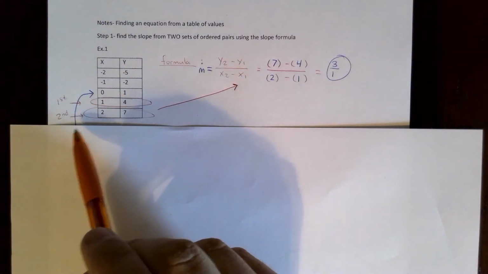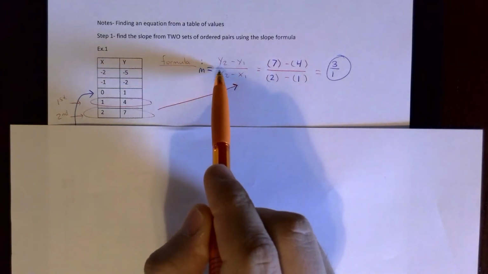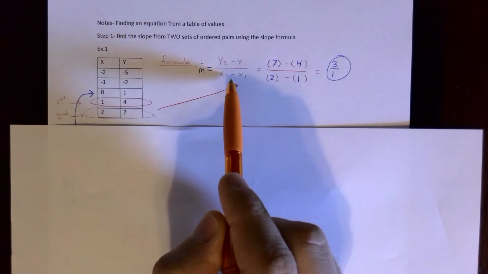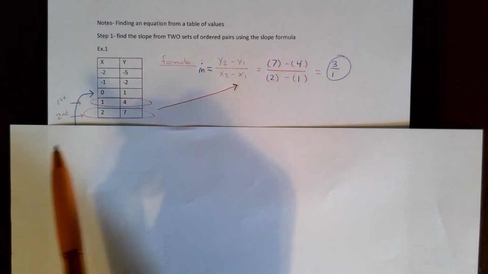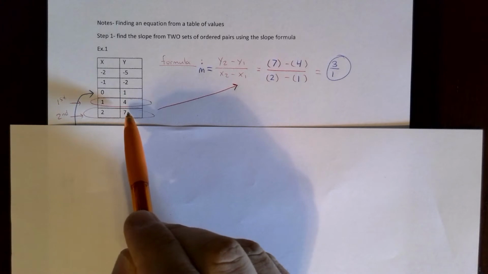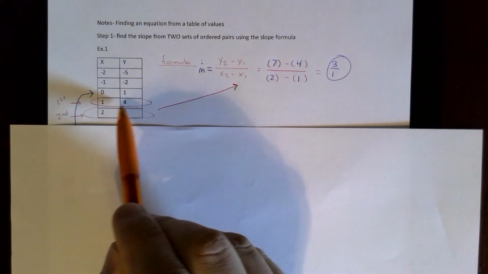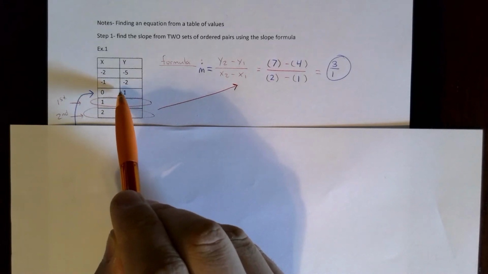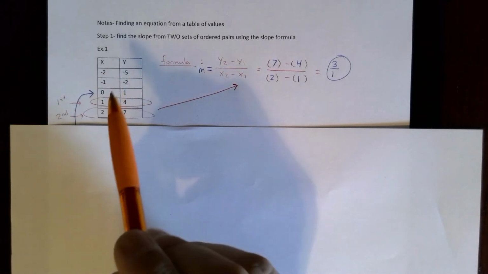And basically that shortcut is using this formula that m is equal to y sub 2 minus y sub 1 over x sub 2 minus x sub 1. That was a formula I introduced yesterday. And you can select any 2 points from your table. I picked these points simply because they were both positive numbers. I didn't want to deal with any negatives, so I just picked these 2. You can pick this one and that one. You can pick this one and that one. It doesn't matter which one it is.